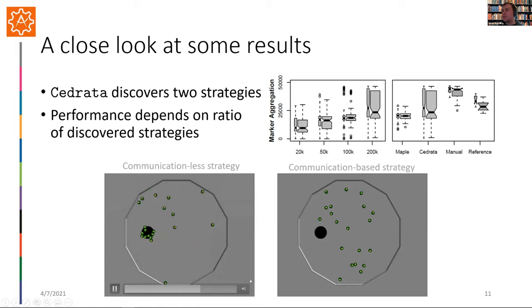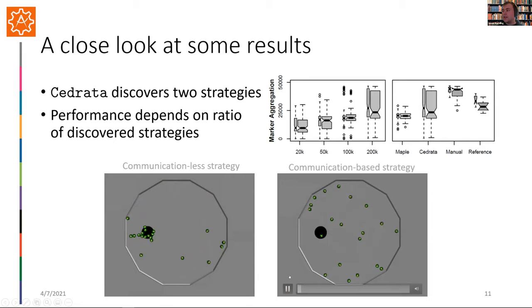On the other hand, where we see communication, it starts out similarly. So the robots are exploring the arena, but once they find the black spot, they start sending out information to their peers, and the other ones are quickly attracted towards the same region. So as we can see, in a much shorter time, many more robots are able to aggregate inside of the invisible area.